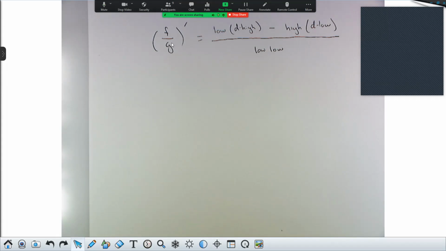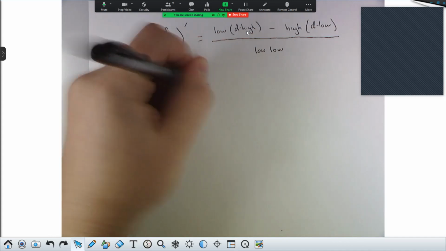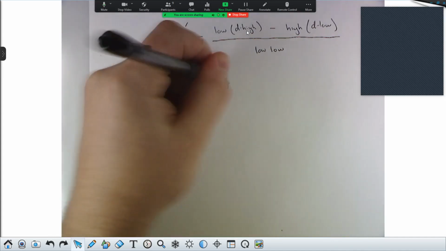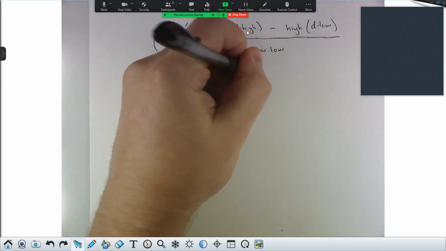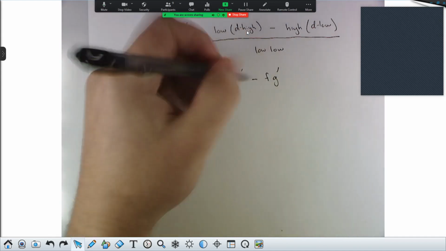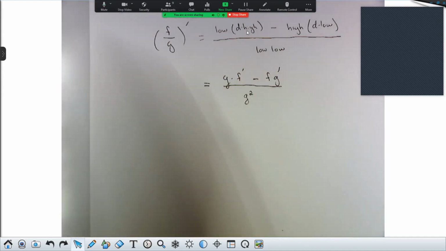Low is the downstairs function, and high is the upstairs function. And the d stands for a derivative. Yeah, it is indeed very Mary Poppins. Sounds like something that belongs in a musical from the mid or early 20th century. So low would be g times d high, which is f prime, minus high, which is f, times d low, which is g prime, over low low, or g times g, or g squared.